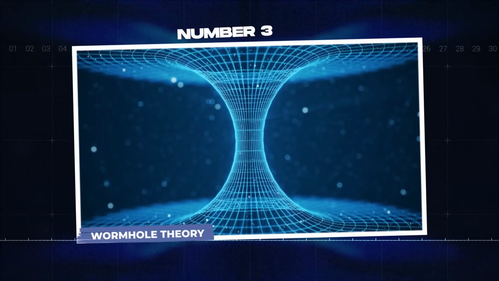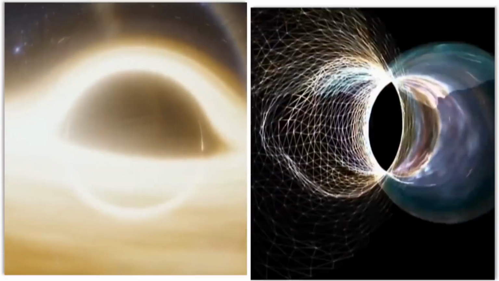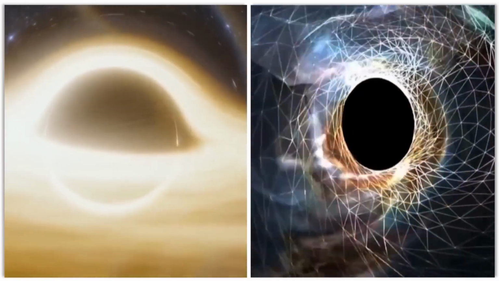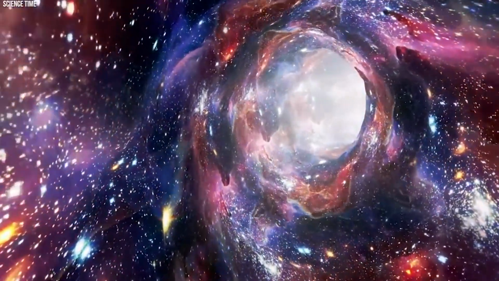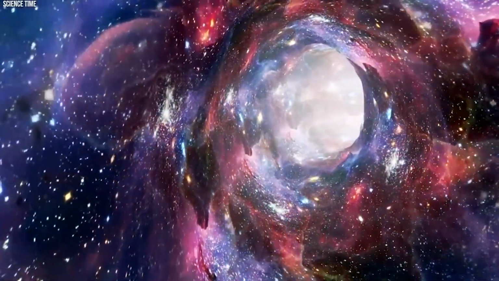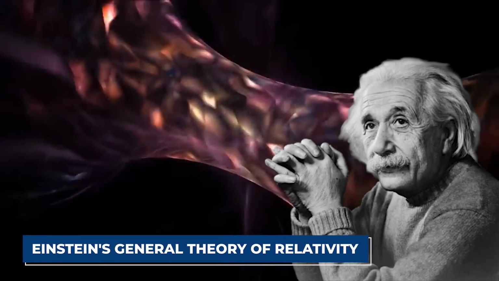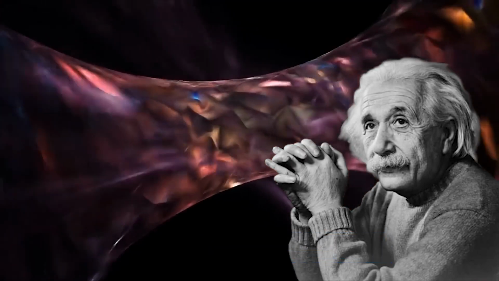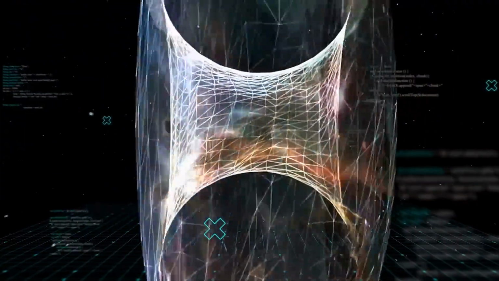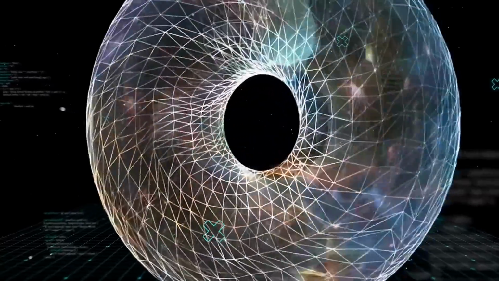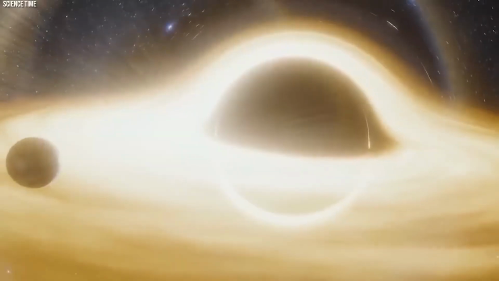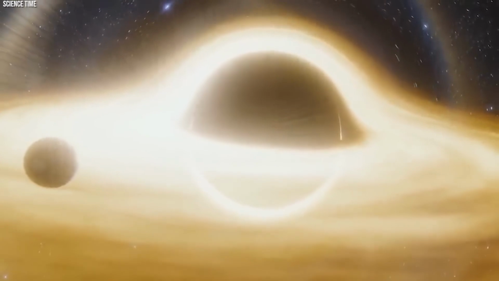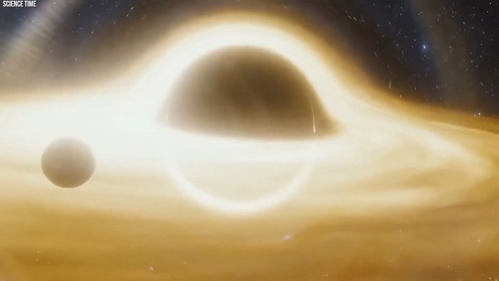Number 3. Wormhole theory. The concept of wormholes in the context of black holes offers an intriguing gateway to potentially far-reaching cosmic connections. Wormholes, as theorized in Einstein's general theory of relativity, are hypothetical structures of space-time connecting two separate points in the universe. The wormhole theory proposes that black holes could serve as entrances to these wormholes.